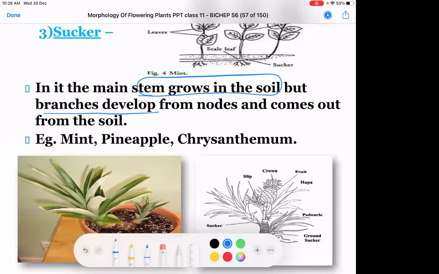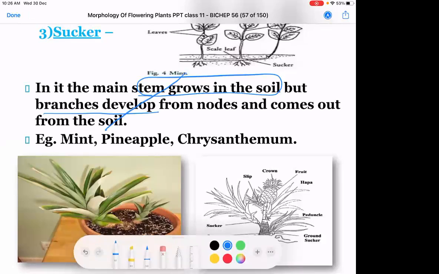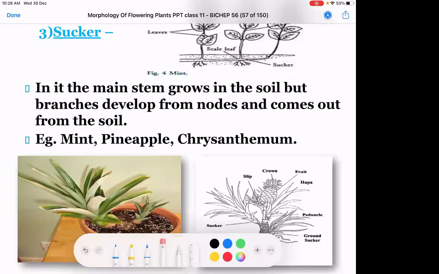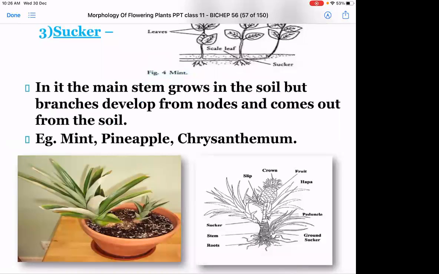Ready? Now, why is the main stem underground? Because it produces a bunch of roots to absorb more water and minerals from the soil. So it is actually not just absorbing, it is sucking the water in large quantity. That is why it is said to be a sucker. Ready? So it is a specialized modification to absorb more water and minerals.